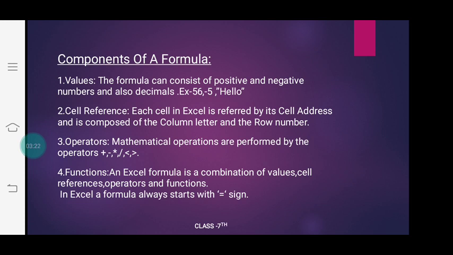Now, functions. An Excel formula is a combination of values, cell references, operators, and functions. Excel has a big collection of functions. Some of them are sum, count, minimum, maximum, average. All these are functions. Now, it is not necessary to have all these elements, values, cell reference, operator, functions, but it is mandatory that the formula must begin with the equal to sign.